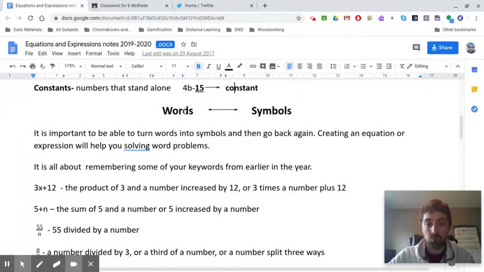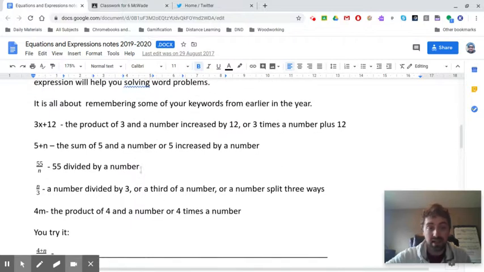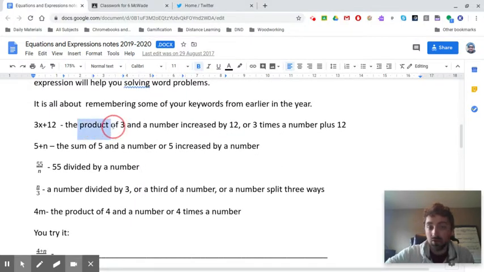So we turn these words into symbols, and symbols represent words a lot in these, and we're going to be practicing on how to write those out both ways. So it's important that we're able to turn words into symbols and then go back again. Creating an equation or expression will help you solving word problems. It's all about remembering some of your keywords that we have learned earlier in the year. So here's some examples. So remember, the product means multiplying.